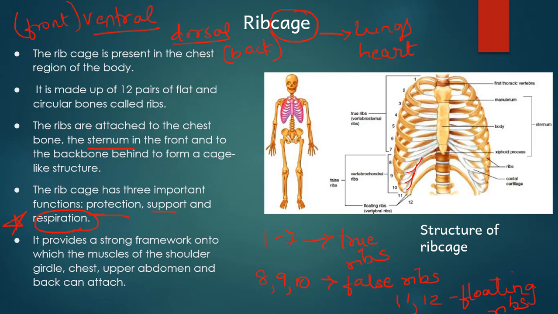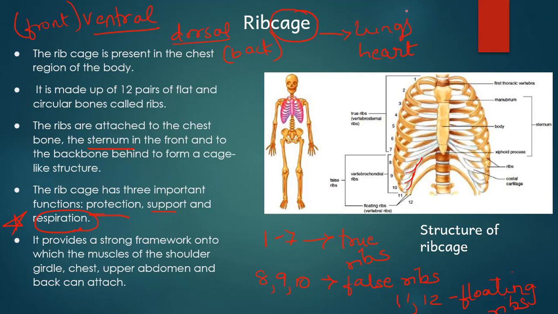These are a few important points which you have to remember. In addition to protection and support, it helps in respiration. It also gives a proper structure to your body. So that was all about the rib cage.